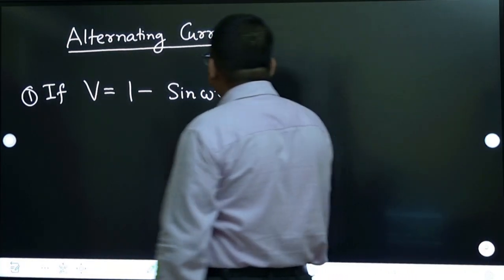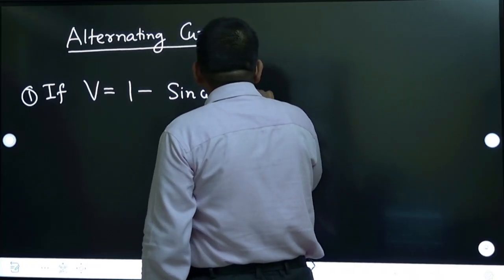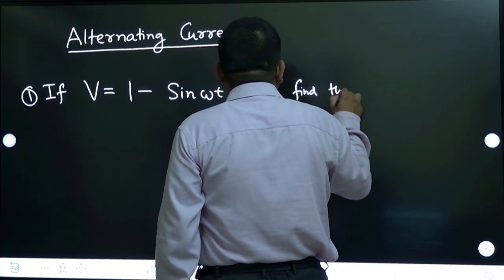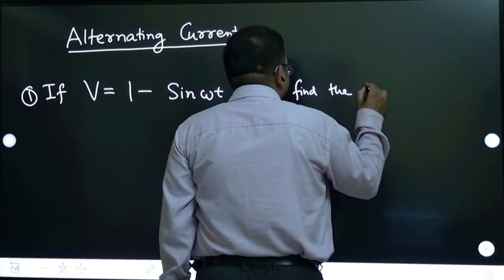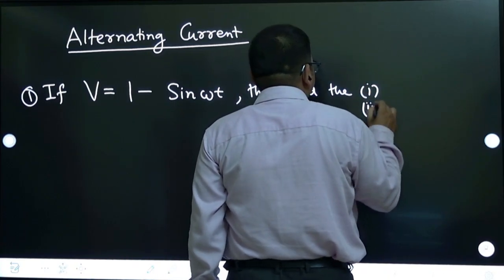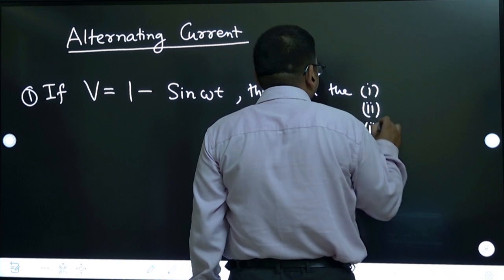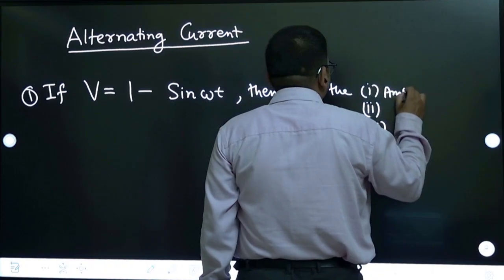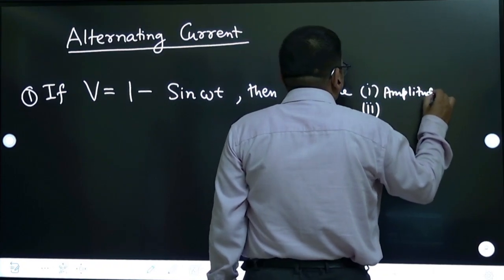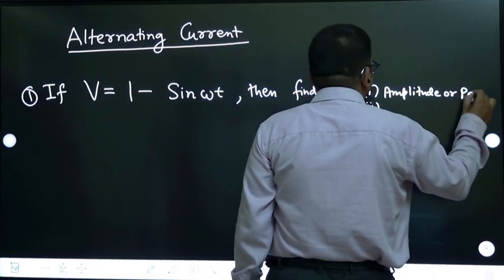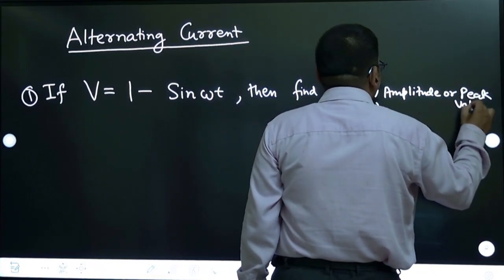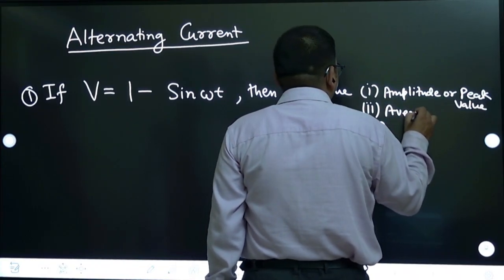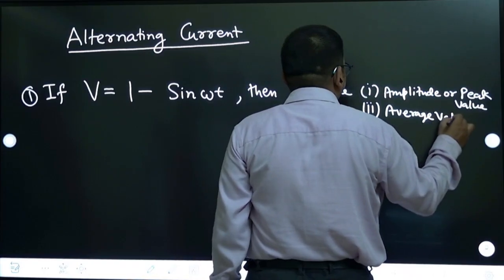If voltage is 1 minus sine omega t, then find, what are the things to find? One, two, three. Three things we need to find. First, the amplitude or peak value. Next, average value.